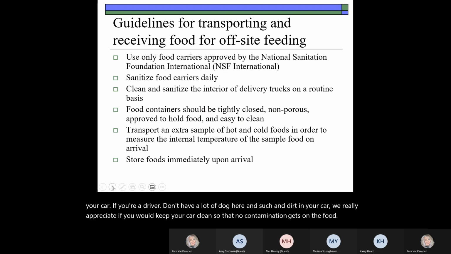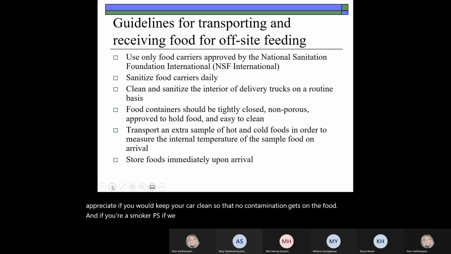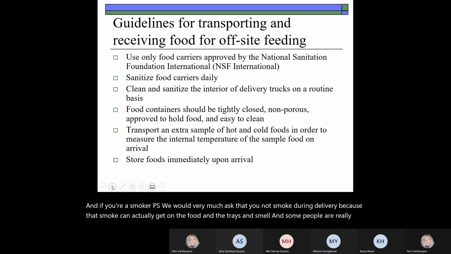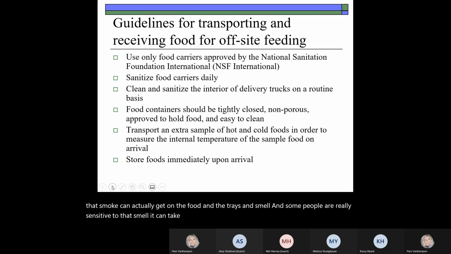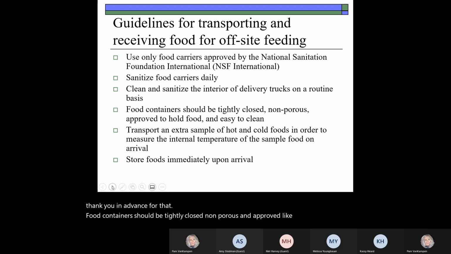And if you're a smoker, PS, we would very much ask that you not smoke during delivery, because that smoke can actually get on the food and the trays and smell. And some people are really sensitive to that smell. It can take away the small appetite that they already have. So I'll thank you in advance for that. Food containers should be tightly closed, non-porous, and approved, like I said, to hold food and to be easily cleaned.